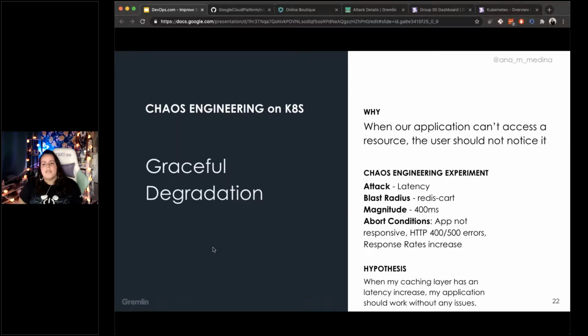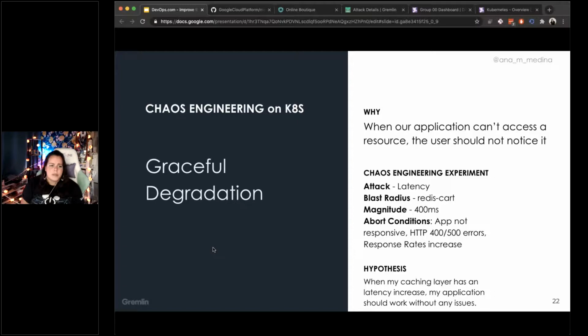Next up, we have another chaos engineering experiment. This one is around improving the user experience. We want to make sure that when our application can't access a resource, the user is not able to notice that it's not working. So we're going to do a different type of experiment.